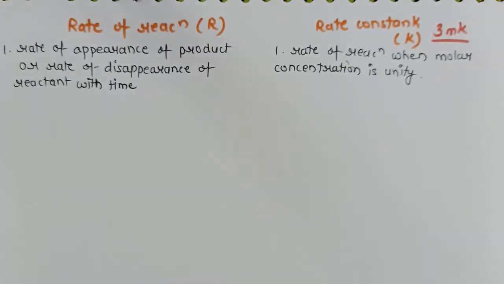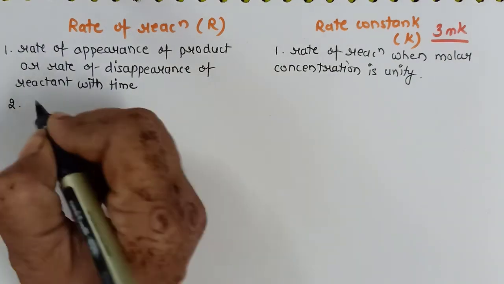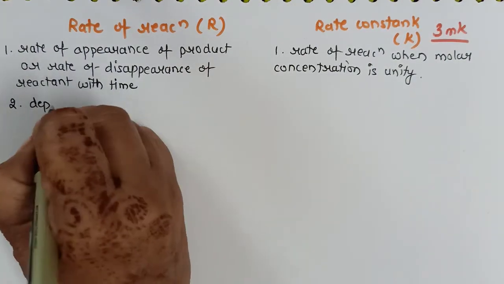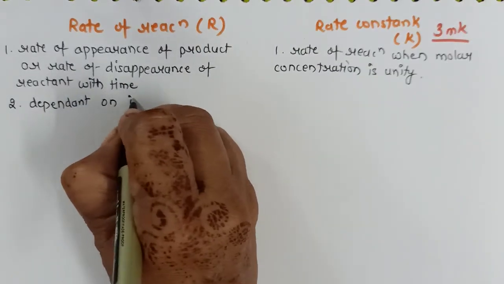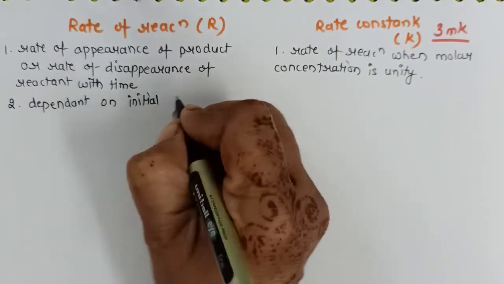Whereas rate constant is defined as the rate of reaction when molar concentration is unity. Second difference, this is dependent on initial concentration of reactant.